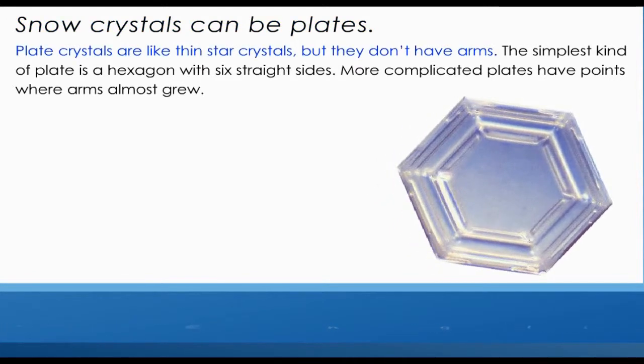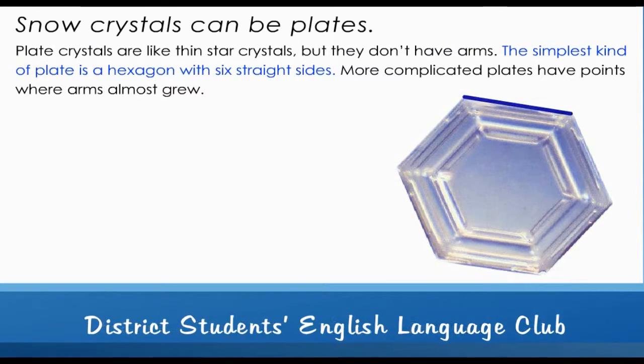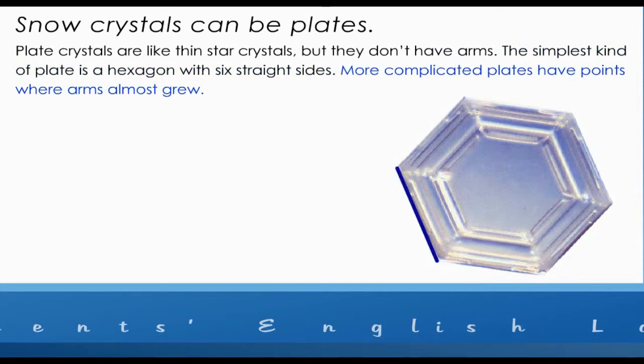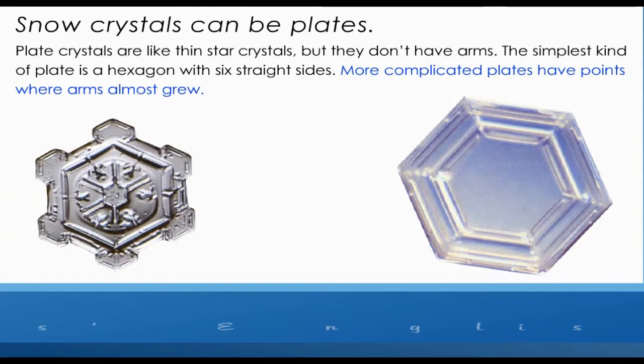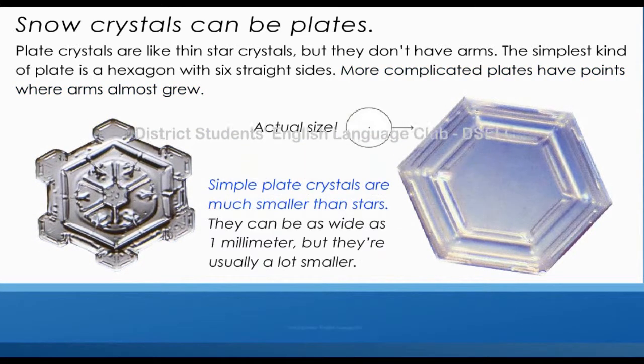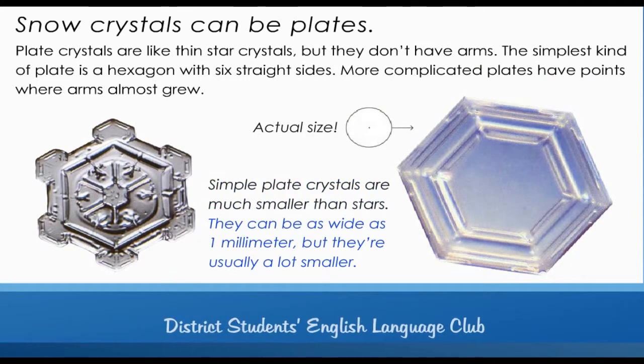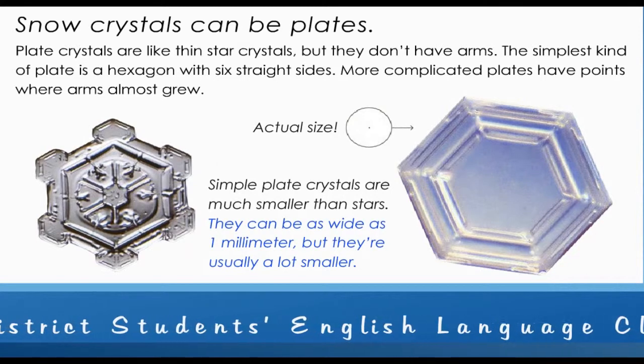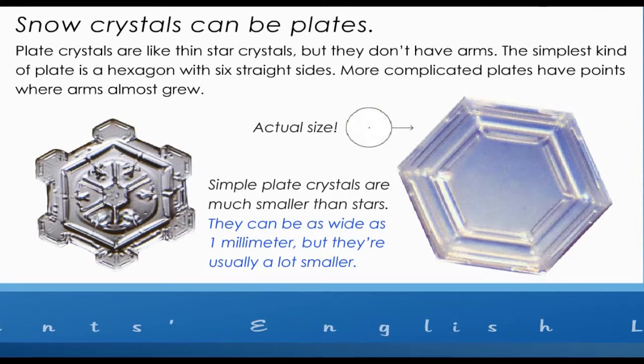Snow crystals can be plates. Plate crystals are like thin star crystals, but they don't have arms. The simplest kind of plate is a hexagon with 6 straight sides. More complicated plates have points where arms almost grew. Simple plate crystals are much smaller than stars. They can be as wide as 1 millimeter, but they're usually a lot smaller.